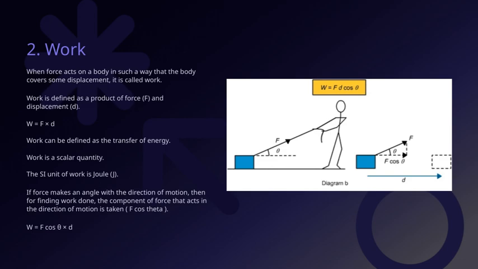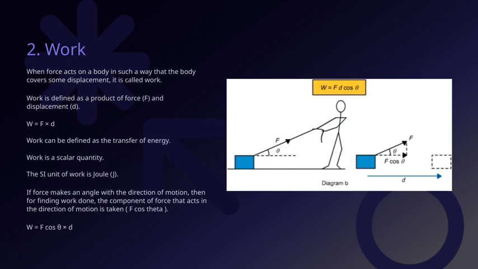You can think of work as the transfer of energy. When a force causes an object to move, energy is being transferred to that object, which is what we call doing work. The simplified formula for work is W equals F times d, where force and displacement are directly multiplied. But keep in mind, this applies when force and displacement are in the same direction.